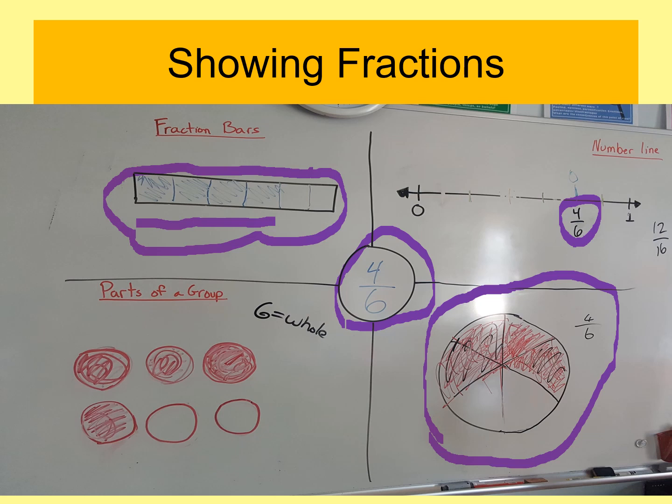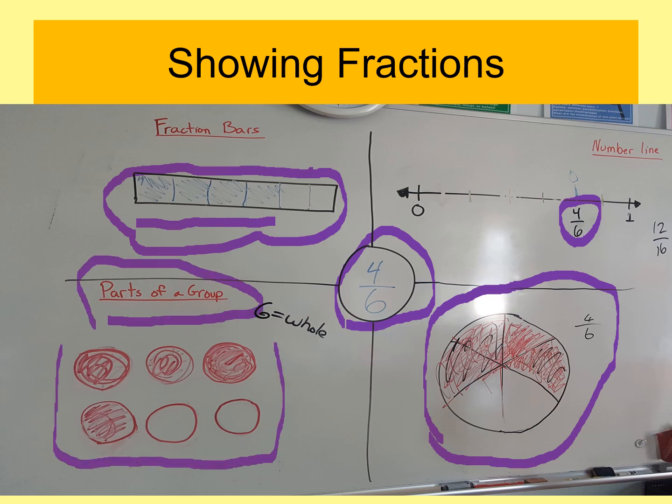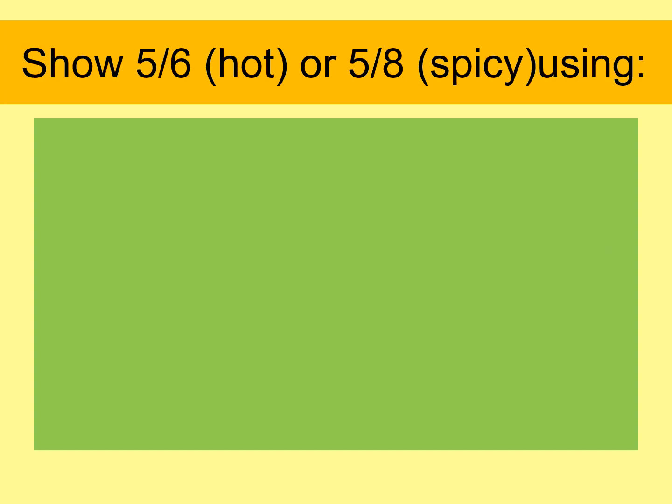And finally, parts of a group. It's here, and you can see there are 6 circular shapes and 4 of them are shaded. So that's how you will show it. So divide your paper into quarters and then show number line, fraction bars, parts of a group, and this is a circle, so using a shape. You are going to do exactly the same on a piece of paper. Divide it into quarters, and you can go for hot and show me the fraction 5/6, or you can go for spicy, a little bit trickier, and show me the fraction 5/8.